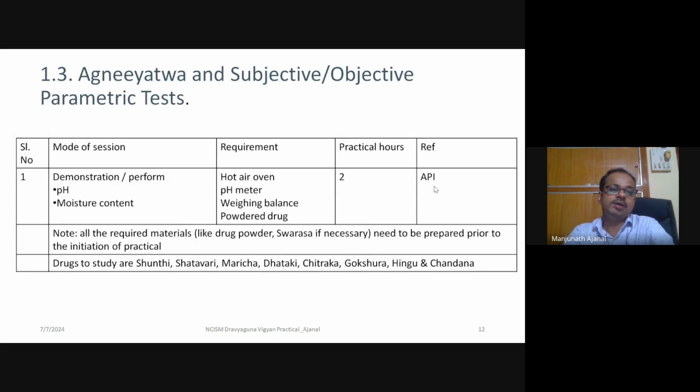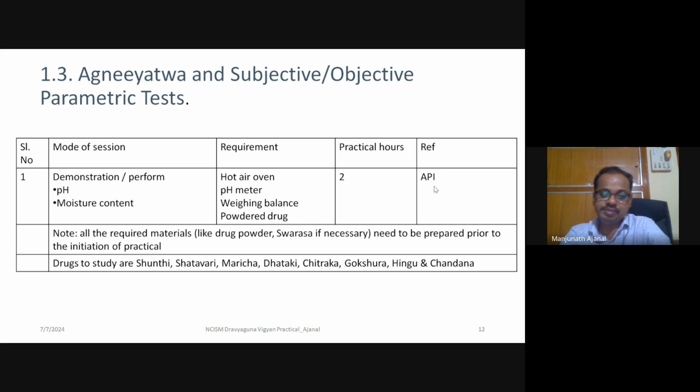Similarly, the third practical is the Agniyatva assessment. Here the Agni Mahabhuta needs to be studied based on the pH and moisture content. The principle again: if the particular drug is more acidic or more basic, it probably contains Agneya Dravya, and less moisture content may indicate the Agneya. So that's the interpretation here. The requirements are a hot air oven, pH meter, weighing balance, and powder drug. These SOPs and guidelines are available in the Ayurvedic Pharmacopoeia of India.